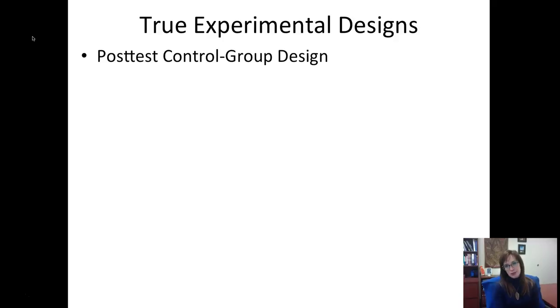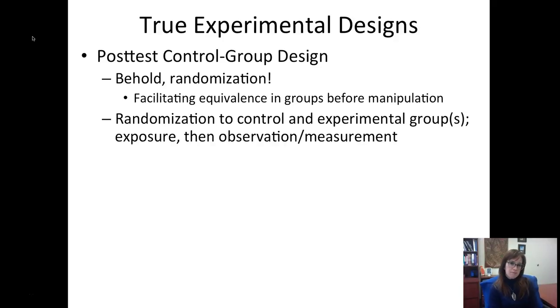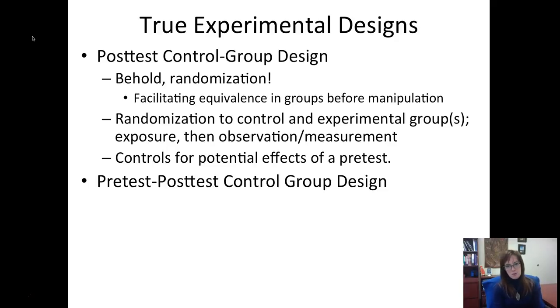There, again, are a variety of true experimental designs. A post-test control group design is where we first introduce randomization. And this, again, helps to make the groups hopefully fairly equal before we do any sort of exposure to a manipulation. So in this situation, we randomize people to control and experimental groups. We expose them to whatever our manipulation is or the control condition, and then we do an observation or a measurement. We don't have a pretest here, but this allows us to remove or control for the potential effects of a pretest, as I mentioned before.